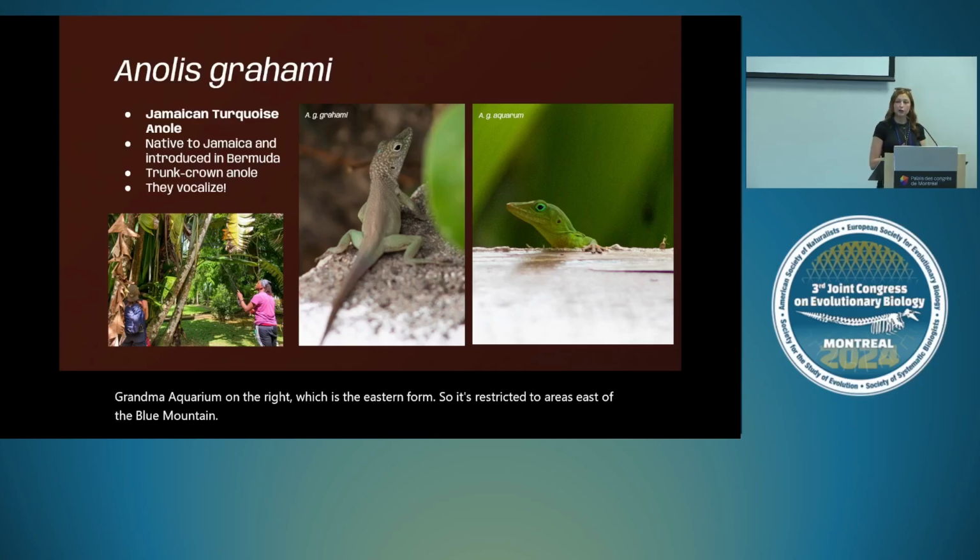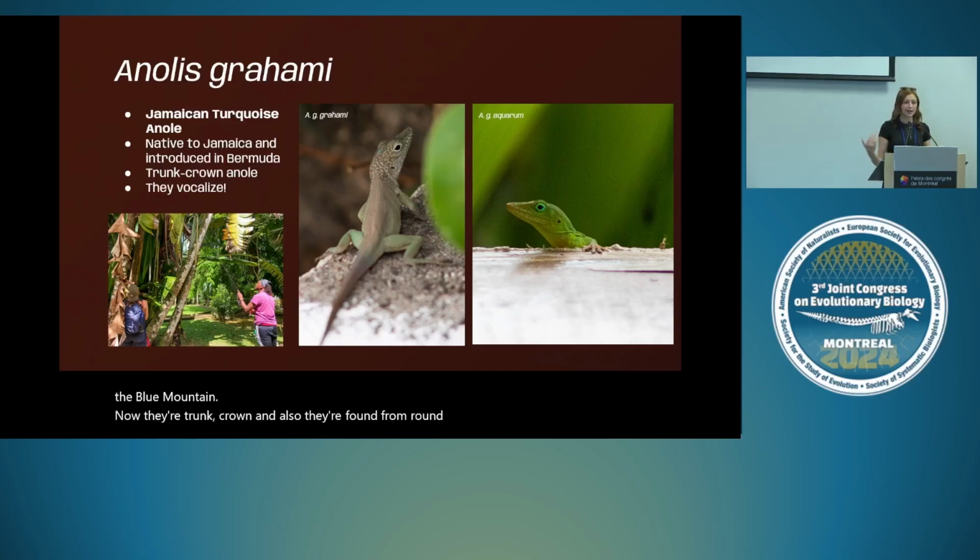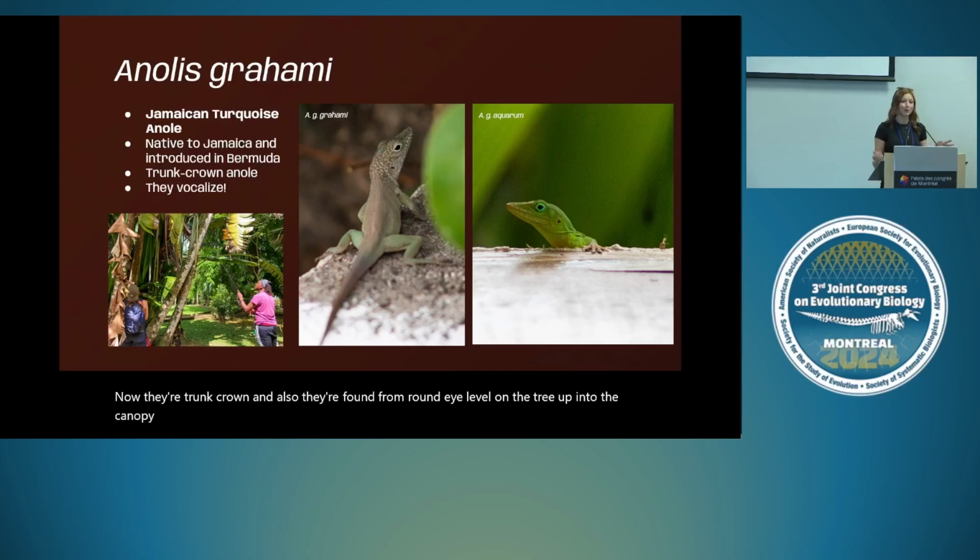Now, they're trunk-crown anoles, so they're found from around eye level on the tree up into the canopy. And a little fun fact is that they're one of the few anoles that vocalize.